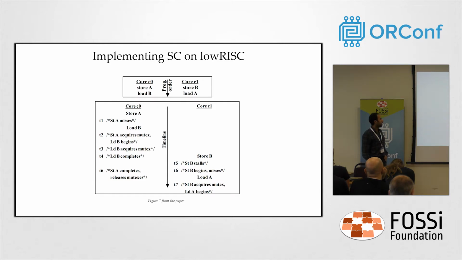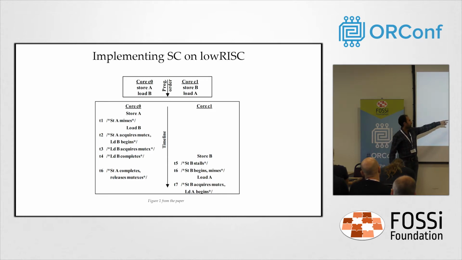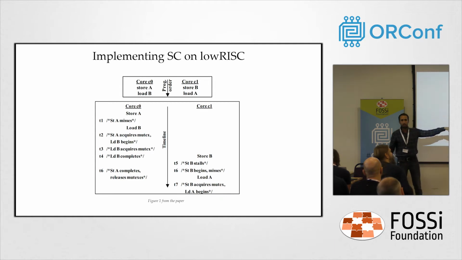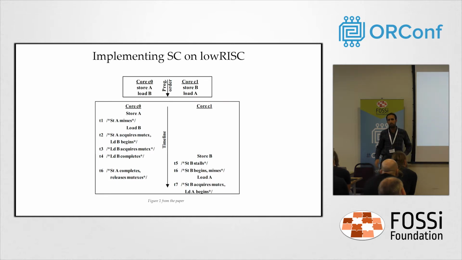This example is from the paper itself. The instructions are store A, load B, and store B, load A. As you can see, first store A acquires a mutex, and then load B acquires a mutex as well because store A was a cache miss. Even though store B could have continued on the second processor, it cannot because it cannot acquire the mutex to that memory block, so that processor stalls. Whenever store A completes, it releases the mutexes for store A and load B so that the second processor can continue. This is what the operations look like.